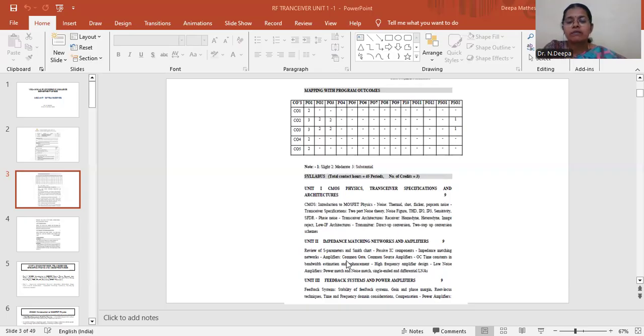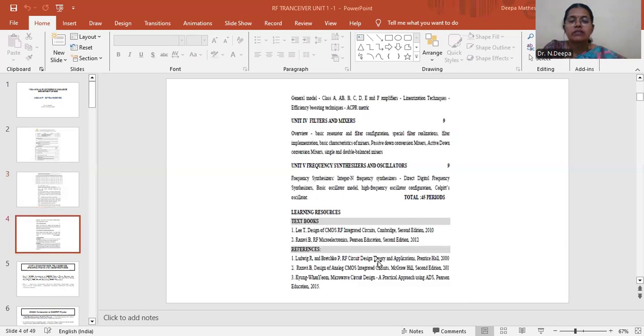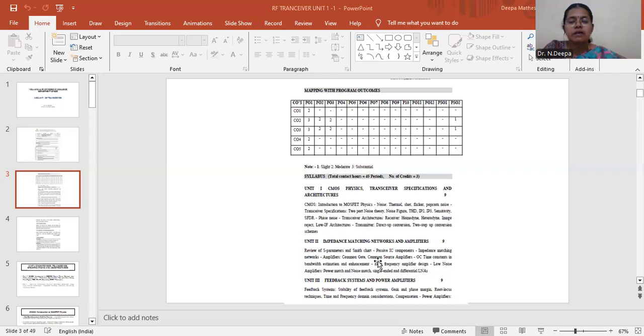You already know about amplifiers, that is common gate and common source, and open circuit time constants involved in the impedance matching networks, and high frequency amplifiers that involve low noise amplifier and power match and noise match also. And the third unit will be the feedback system and power amplifiers.